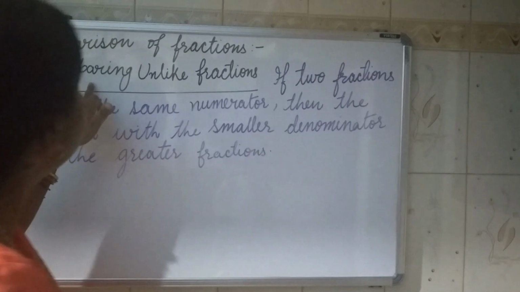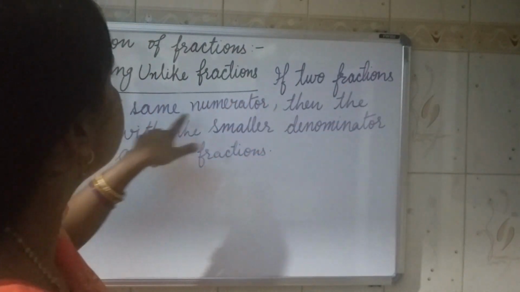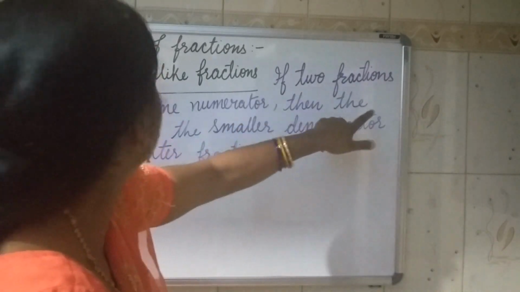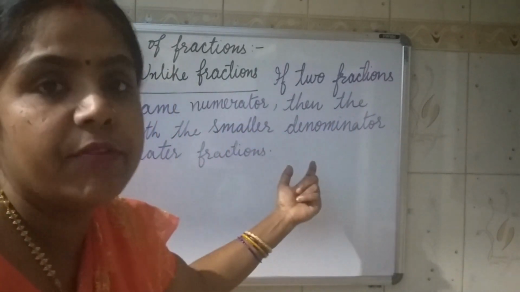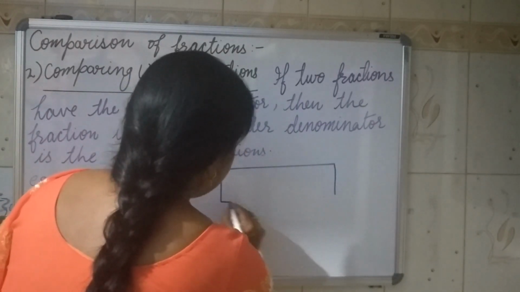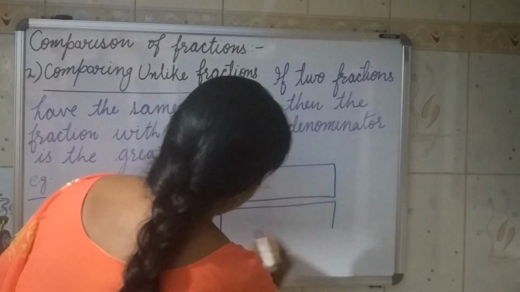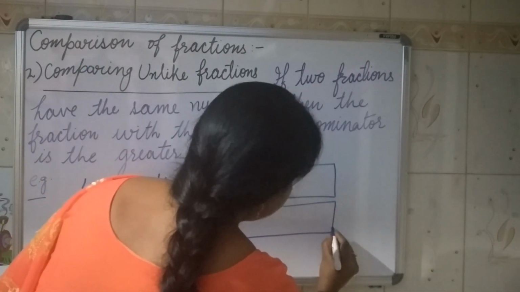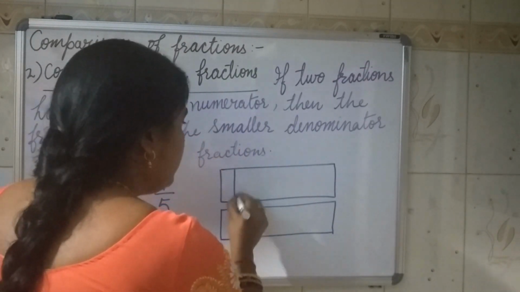Okay. So comparing unlike fraction, this is the first one. If two fractions have the same numerator, then the fraction with the smaller denominator is the greater fraction. Now I am taking this first one, and again I am taking this second one. I will take this chocolate of the same size. This is the example. Now this first chocolate I will divide into 7 parts.